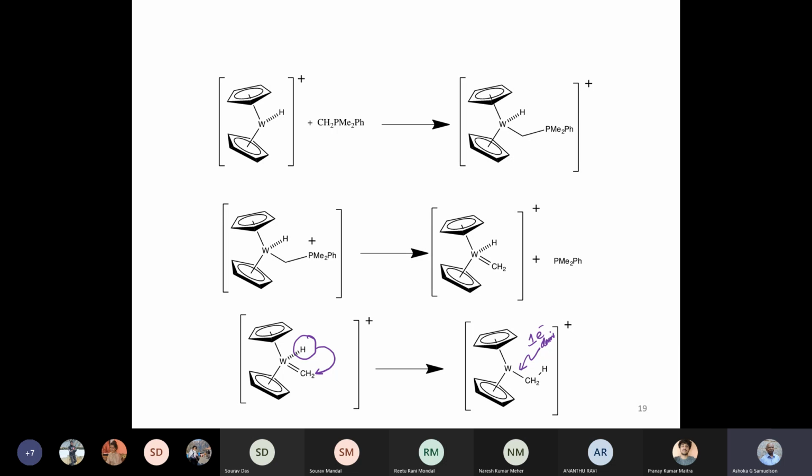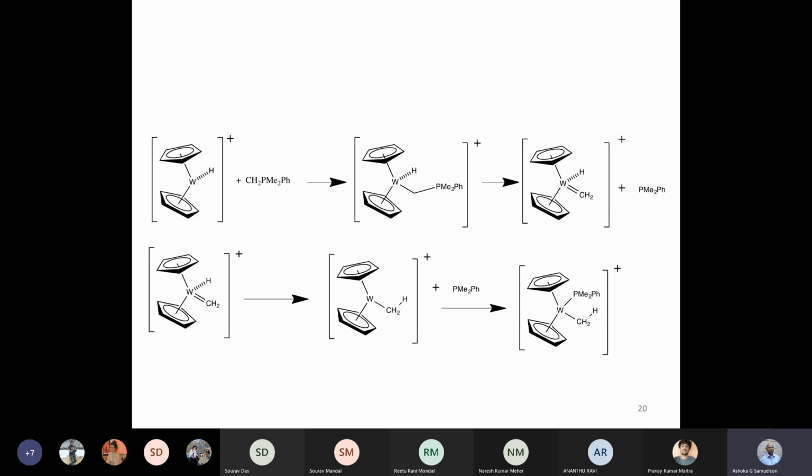Okay, so you have a methyl complex. Again, the net charge, because the charge on the complex was plus to start with, we end up with a positively charged system. This positively charged system now just adds on PMe2Ph as another ligand, because there is a vacant coordination site on the tungsten, and that vacant coordination site is occupied by PMe2Ph. So the final product is this. This is what we had shown on the first slide.